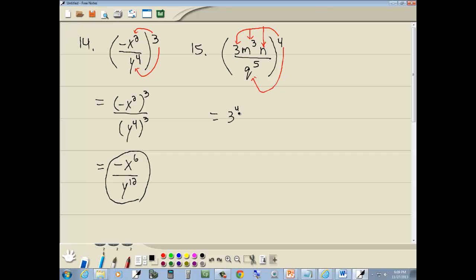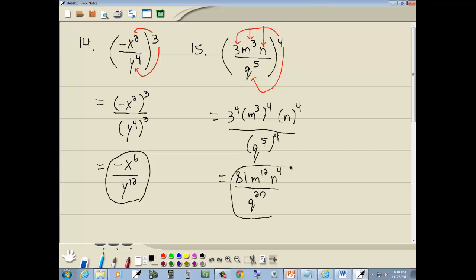So we got 3 to the fourth, we got m to the third to the fourth power. Let me write that a little bit more legible. There we go. And we got n to the fourth power over q to the fifth to the fourth power. Well, 3 to the fourth power, 3 times 3 is 9, times 3 is 27, times 3 is 81. When you're raising one exponent to another exponent, you multiply them together. 3 times 4 gives us m to the 12th, n to the 4th, over q to the, multiply the exponents, 5 times 4 is 20, q to the 20th. And that's our answer.